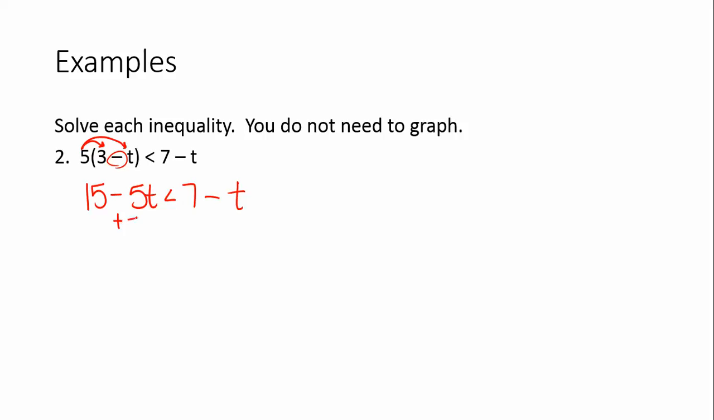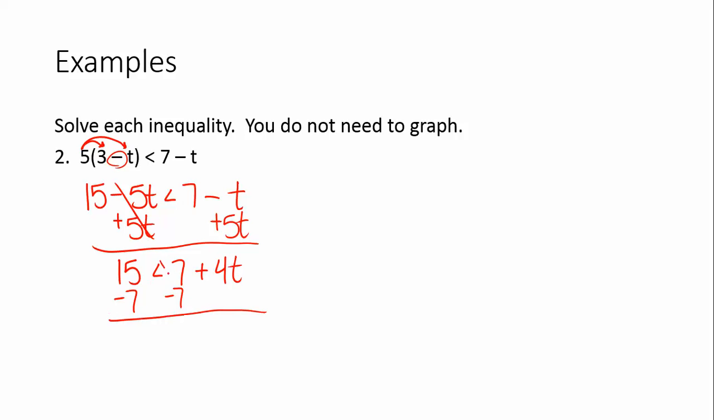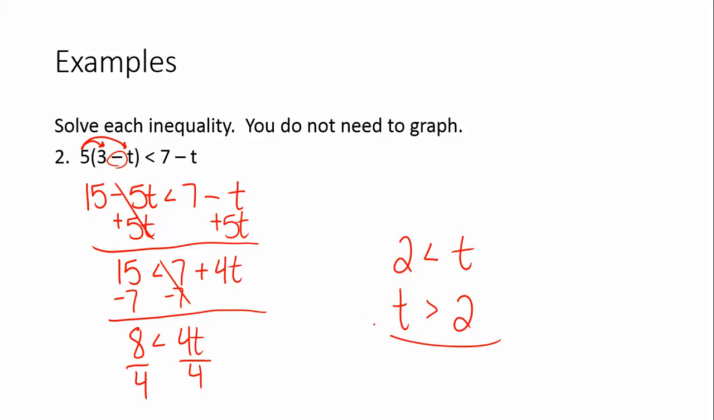So I'm going to add 5t over to the right. That gives me 15 less than 7 plus negative 1 plus 5, which is a positive 4t. Now we're going to subtract 7 over to the left, and we get 8 is less than 4t. Divide both sides by 4, and we have 2 is less than t. But remember, we always want to write the variable on the left-hand side, so when we rewrite it, we say t is greater than 2.